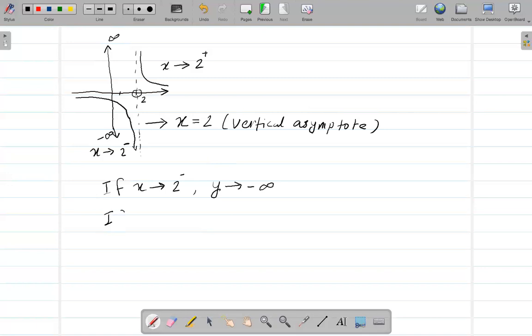Similarly, if x goes towards 2 to the power plus, then what does y approach? If x is going towards 2 from the right-hand side, then this graph is going up, which means y is approaching infinity. This is the idea we need to know, and this is the idea related to vertical asymptotes.